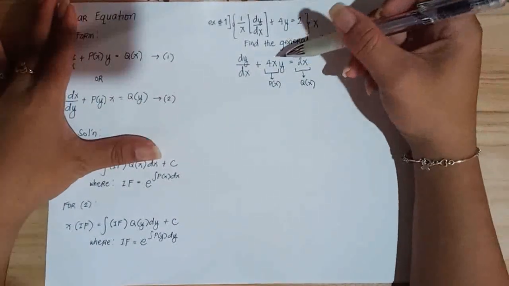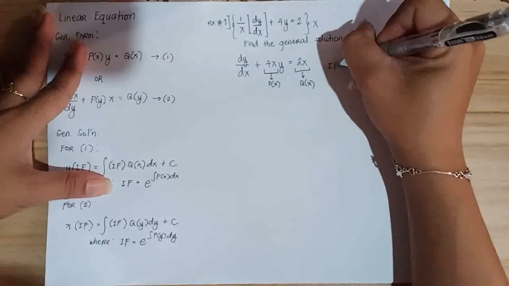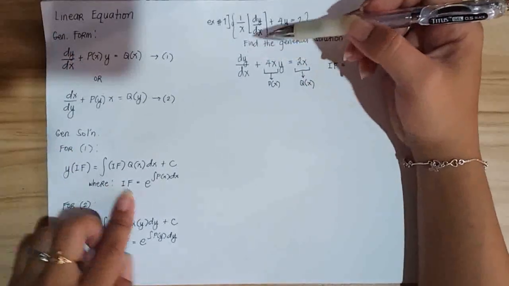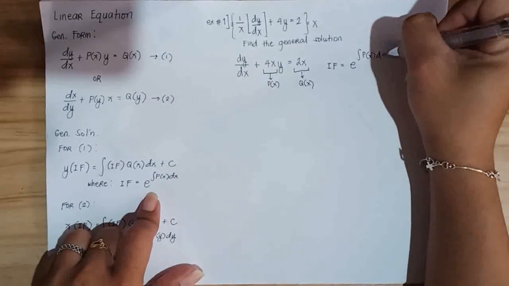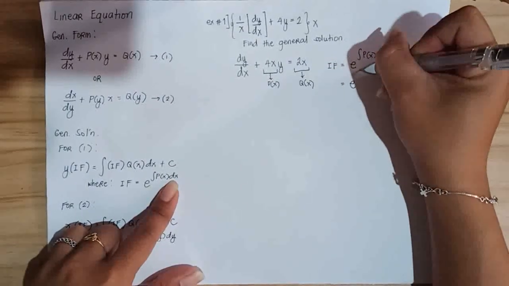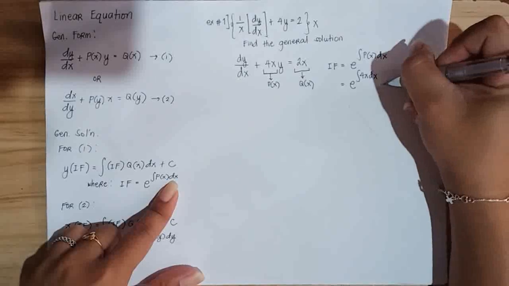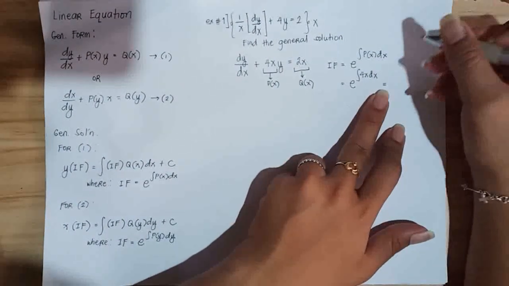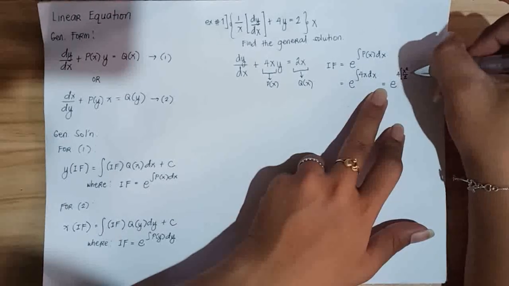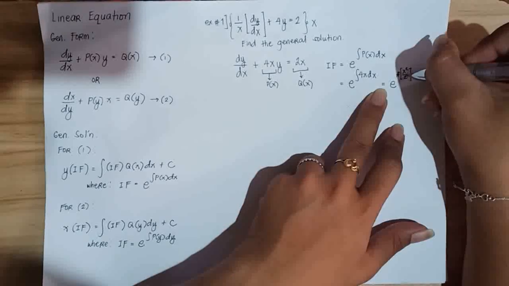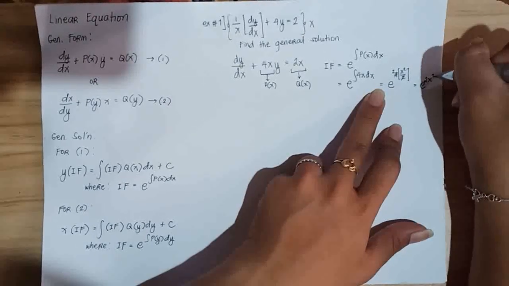So, after identifying the p of x and the q of x, you are now going to solve for the integrating factor or the IF. Now, to solve for the integrating factor, since you are in the form of dy over dx, you have to follow the integrating factor of e raised to the integral of the p of x dx. So, you will now have e raised to the integral of your p of x, which here is 4x dx. So, you are going to solve this. The integral of 4x dx is simply 4 multiplied by x squared over 2. So, you have 4 at the numerator and 2 at the denominator. What remains is 2 in the numerator. So, you will now have e raised to 2x squared.